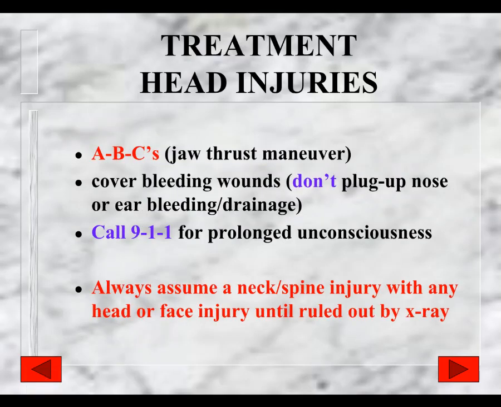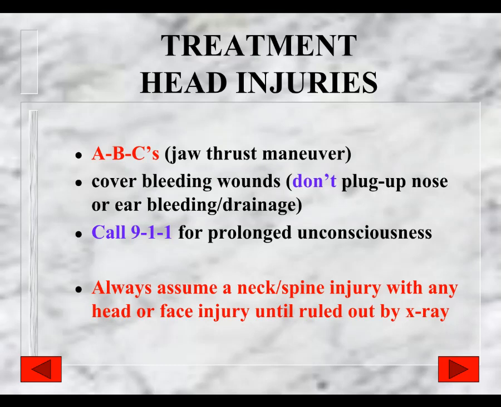How to treat a head injury? We think if someone has a head injury, we also consider that they have a neck injury. So when we do our airway, breathing, and circulation, we use the jaw thrust maneuver that you saw early on. We cover any bleeding, but we don't plug the nose or the ears because that is pressure relief happening. We call 911. Once again, if anybody is unconscious 5 or more minutes, we always call 911, and we always assume that a head injury has a neck injury to go along with it.